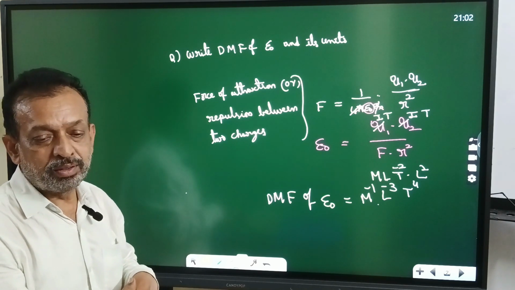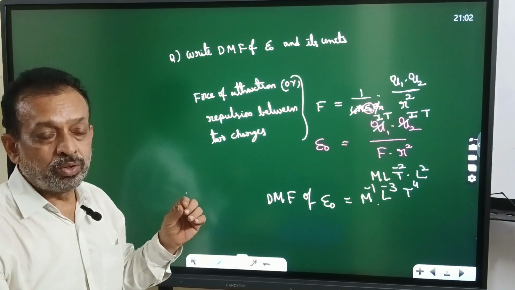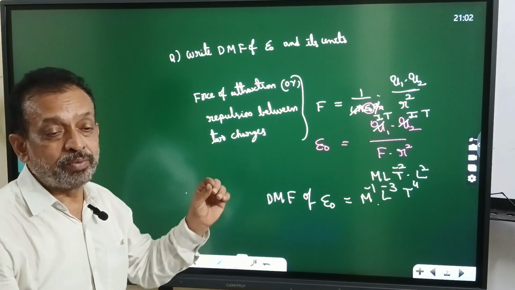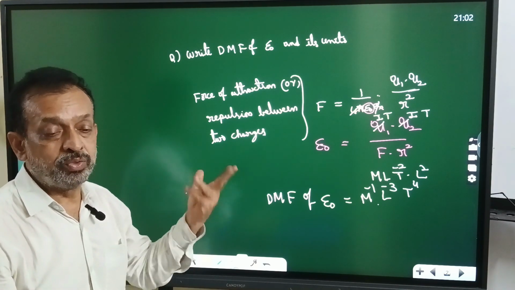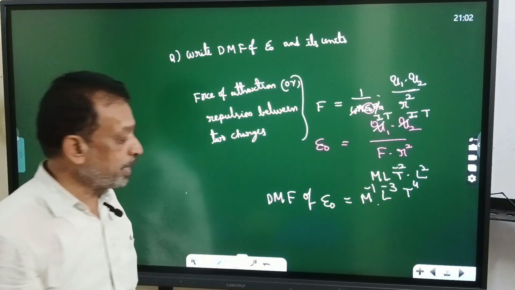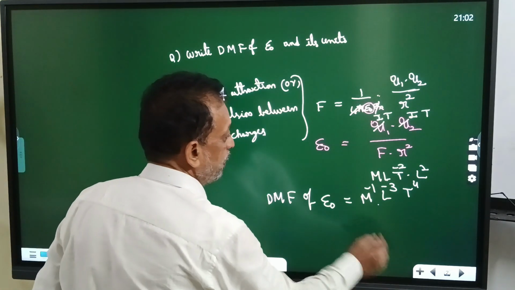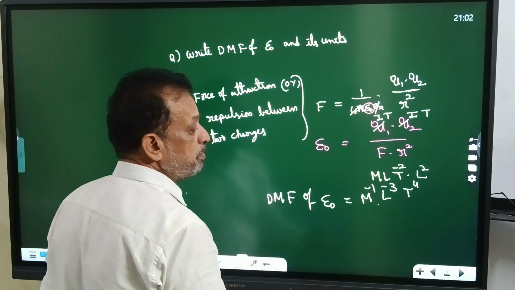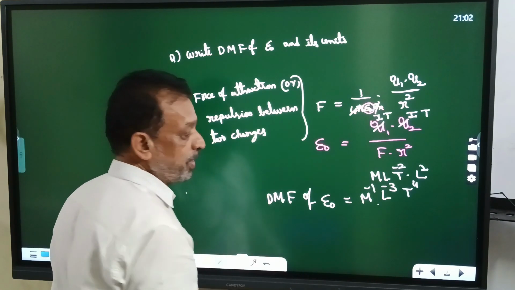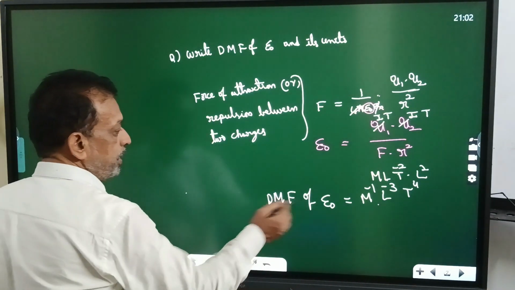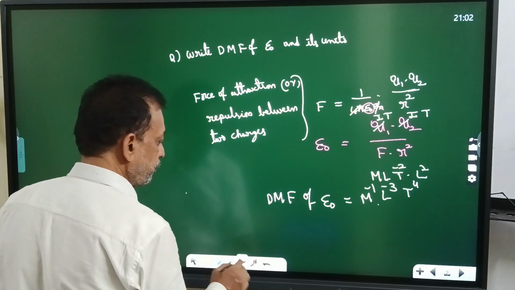So don't think that only one unit is there. There are n number of units, different types of units. Based on whichever is given, you can do the calculation. But the dimension formula is one. Some derived quantities may have two different dimension formulas. I'll show it now. Now completed. Now what is the unit? Please write the unit.